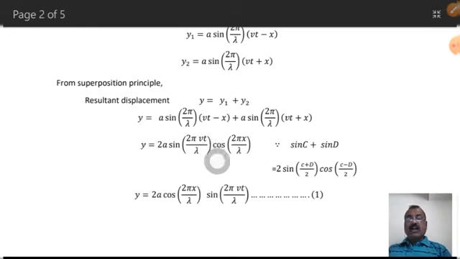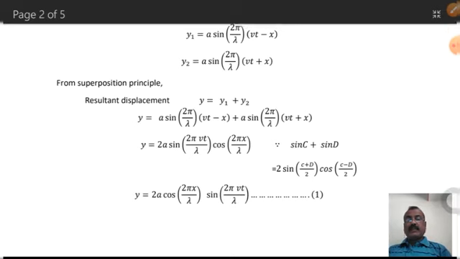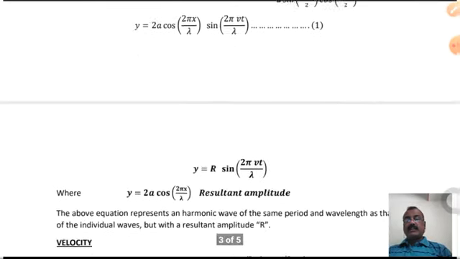We can take this cos factor here along with 2a. That is, y is equal to 2a cos 2 pi x by lambda into sin 2 pi Vt by lambda, because this expression 2a cos 2 pi x divided by lambda can be written as the resultant amplitude R. Hence the final expression is y is equal to R into sin 2 pi Vt by lambda. We can write the equation like this.